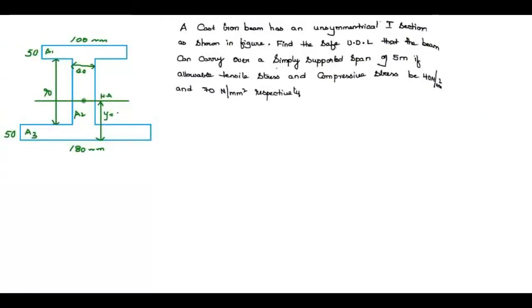So let us solve this problem now. Let me read the question. A cast iron beam has an unsymmetrical I section, which is shown in the figure. Find the safe UDL that the beam can carry over a simply supported span of 5 meter if allowable tensile stress and compressive stress be 40 and 70 respectively.